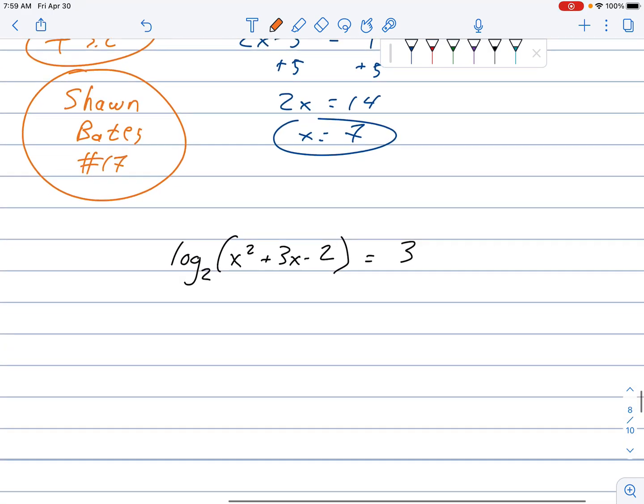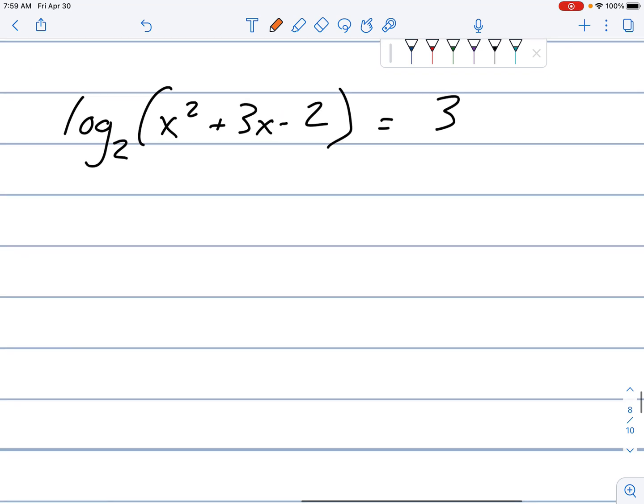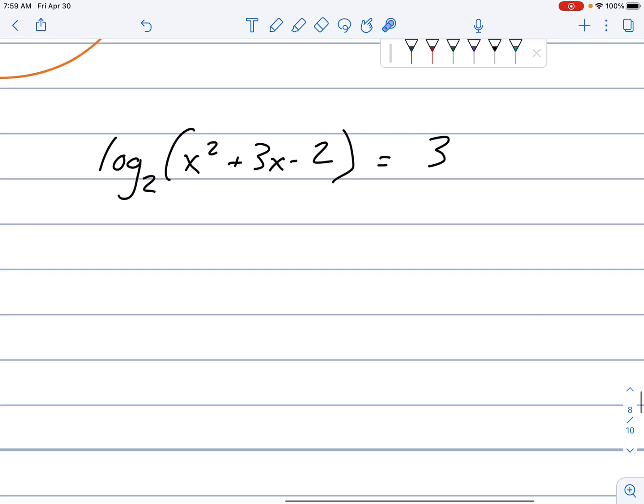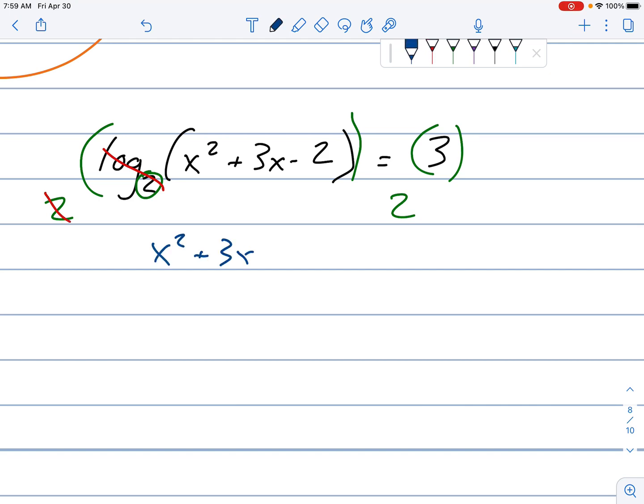Guaranteed. Okay, next one over here. Now we have a quadratic in there, but we do the exact same thing. This is the last one. This is a base 2. I take 2 and make that the whole power on both sides, so that my log and my 2 cancel. I get x squared plus 3x minus 2 is equal to 2 to the third, which is 8.